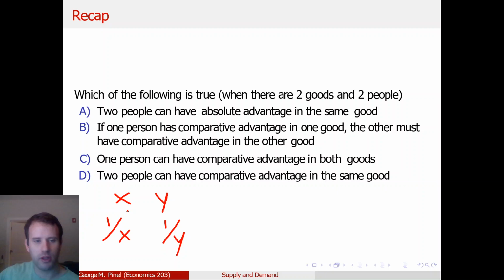Let's call this good 1, this good 2, and let's go back to Danny and Luke. If the opportunity cost Y is less than the opportunity cost X, that means Luke has comparative advantage in good 1. But necessarily, if 5 is greater than 4, then 1/5 is going to be less than 1/4. This always holds, by the way: if x is greater than y, then 1 over x must be less than 1 over y.